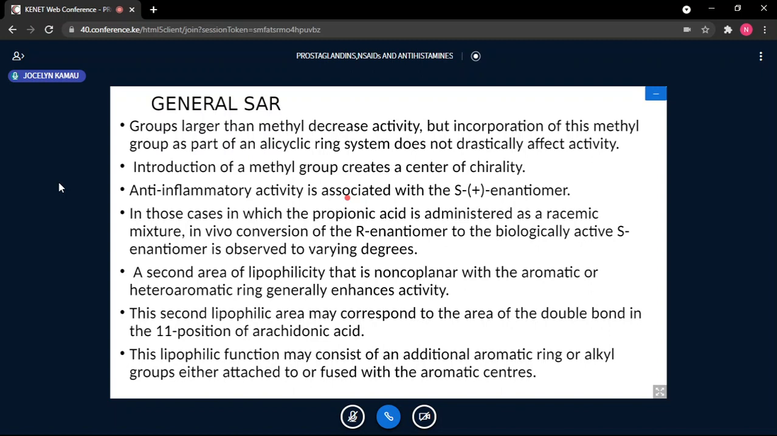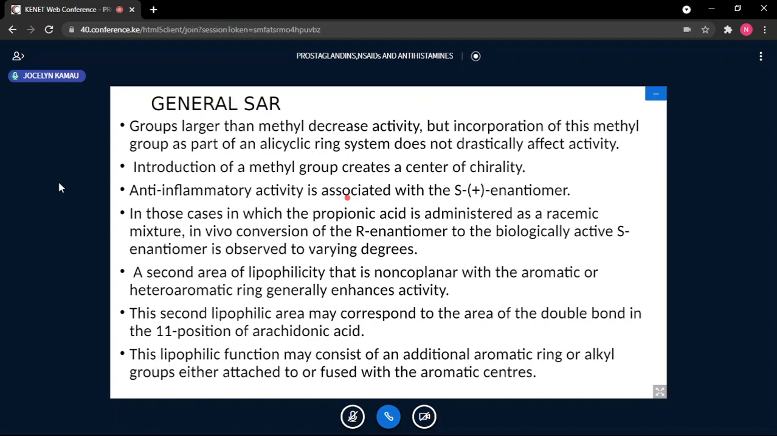I thought I had also an illustration of ibuprofen being converted. I was hoping I had an illustration of it. I don't have it, but it's okay.